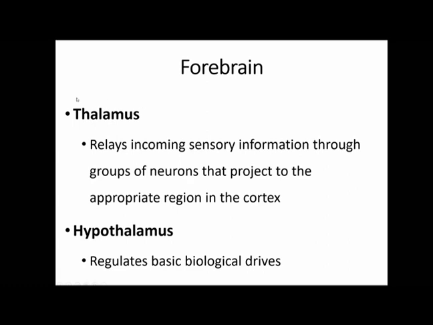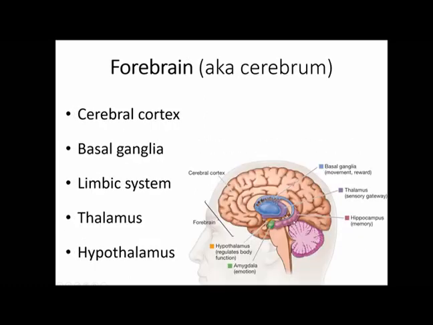We also have the thalamus, which is going to be part of a relay, where it's relaying incoming sensory information through groups of neurons that project to the appropriate region of the cortex. So if I go back again, our thalamus is right at the top. So if we have in behind here, so that's our brain stem, and this little lump would probably be our medulla. And then the pons is in behind the thalamus, and the pons is also part of routing stuff.